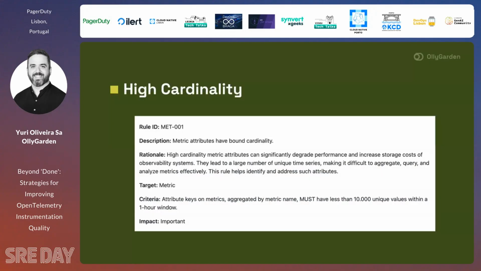Sorry. And just to give you an example about the instrumentation score, we have a rule called 001 from the metric signal, to describe the high cardinality issue. The description is like, metric attributes have bound cardinality. So if you don't follow this rule, you are going to lose some points on the instrumentation score. You can see all the formula to calculate your instrumentation score, and each of these examples you can use to have the telemetry diagnostic.